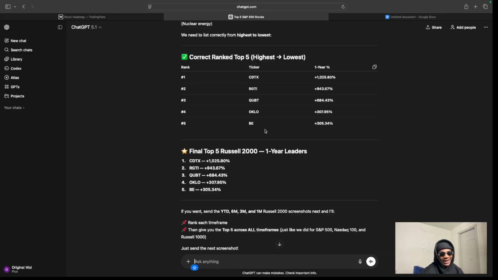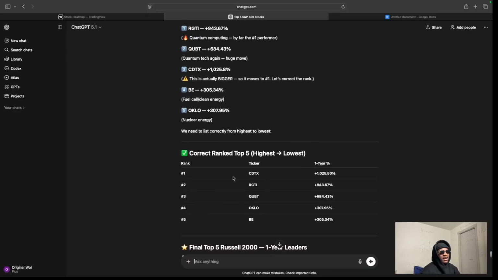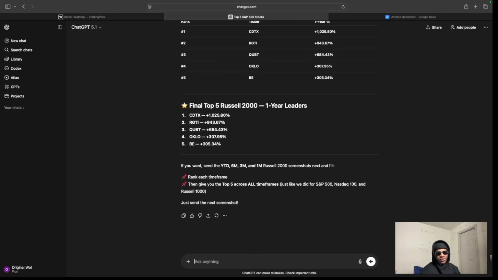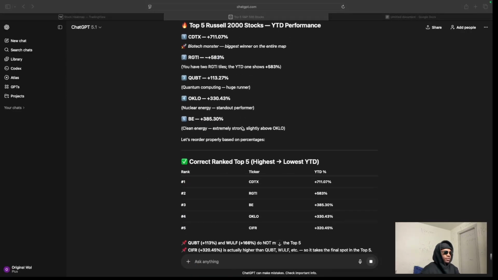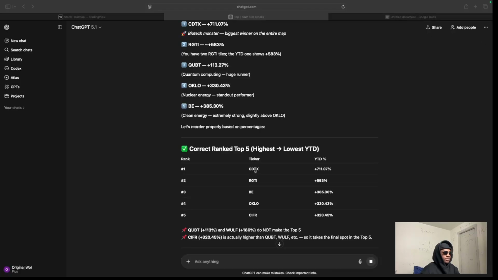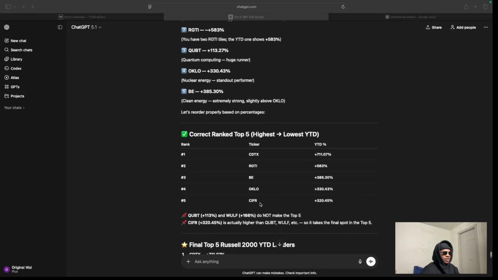But if you don't know when to get out, then you're cooked. Like, you're totally cooked. But based off of 1 year, this is what the top five small cap companies are. After the 1 year, next I'm gonna do the year to date. Now, after doing the same thing year to date, these are the stocks that I'm coming with. These are the percentages.